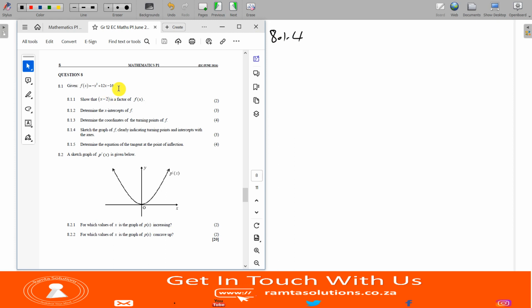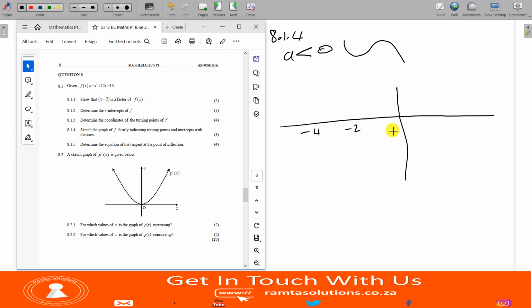8.1.4. As you can see, guys, a is negative. This means your function ends with a frowning face. So determine the graph of f, clearly indicating turning points and intercepts with the x-axis. I know the x-intercept. I know the y-intercept as well. So we have minus 4, minus 2, 0, 2 on the horizontal axis, and then a vertical scale.